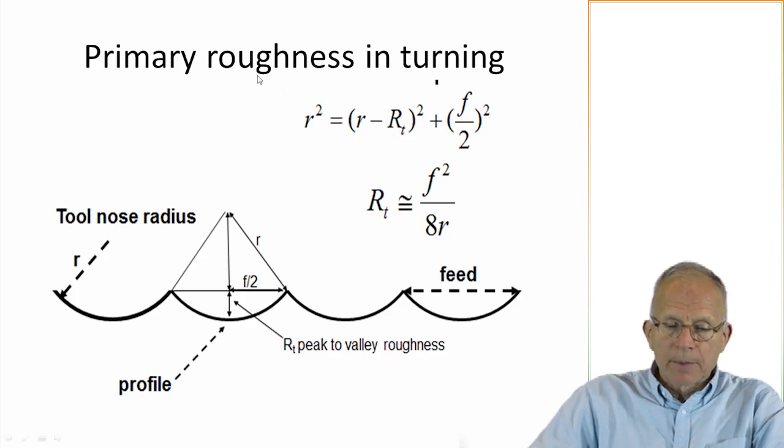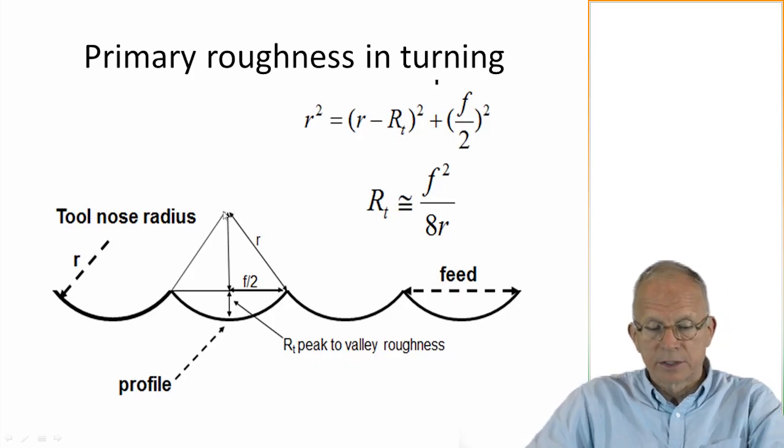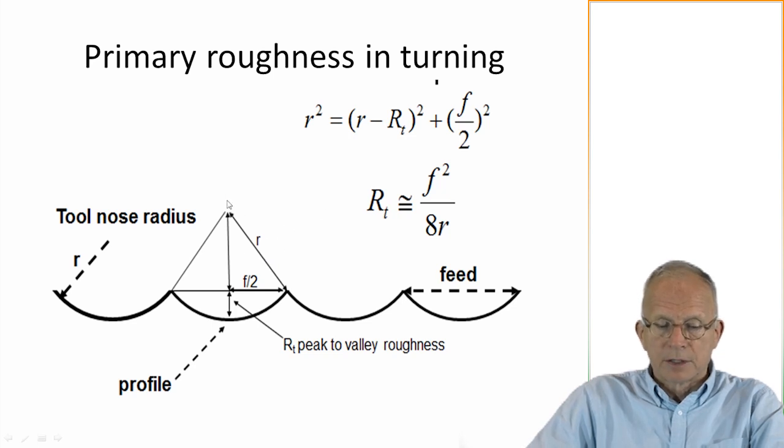So this is what I'm going to call the primary roughness in turning. And again, we work this out using triangles, as we saw before, the geometric kinds of relationships that triangle things are helpful. So we're using the Pythagorean theorem, and we're saying that this R here is equal to this leg squared plus that leg squared. Then when we expand these terms, drop the higher order terms, we end up with the peak to valley roughness is equal to the square of the feed divided by 8 times the tool nose radius, which is here.